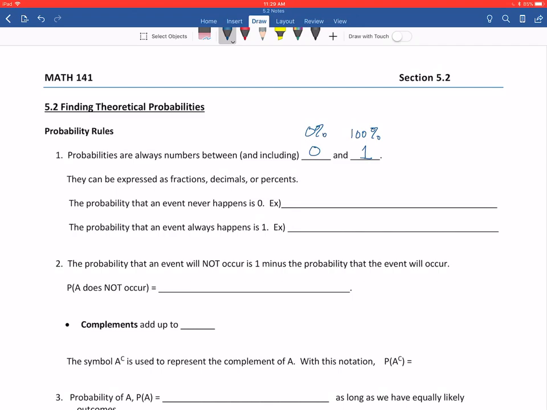You can have a probability that an event never happens being 0, so it's kind of the low extreme. The lowest probability answer you can ever give back is 0 or 0%, and that's when something can never happen. So kind of a silly example to demonstrate that might be the probability that a person lives on the sun. That would definitely have a probability of 0. It is impossible. This could never happen.